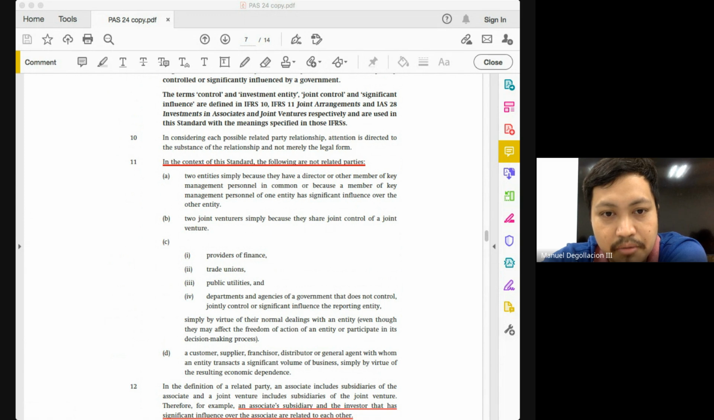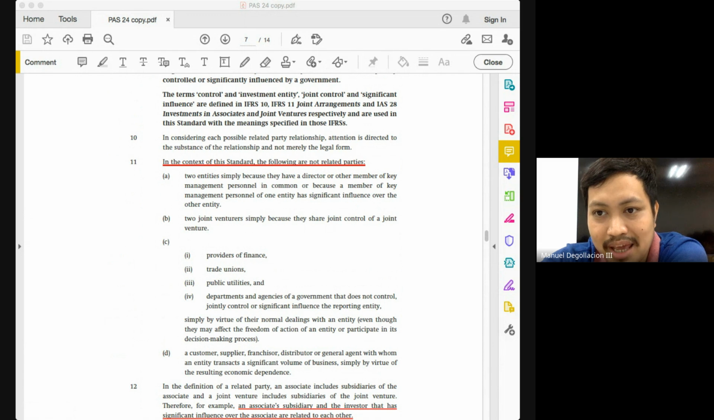11B. Okay, remember 11, in the context of the standard, the following are not related parties. Two joint ventures simply because they share joint control of a joint venture. Okay, without having read this in the standard, without knowing that the standard has explicitly stated that they will not be considered as related parties, it's very understandable for you to think that they are related parties.